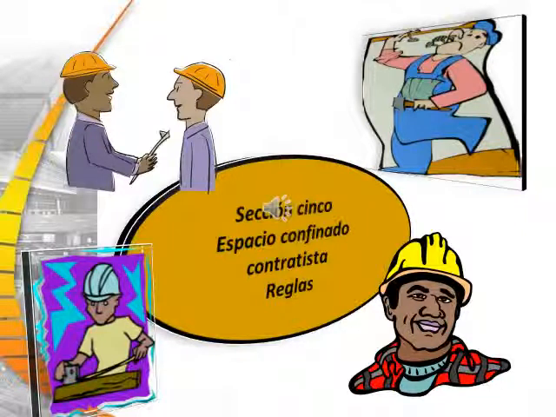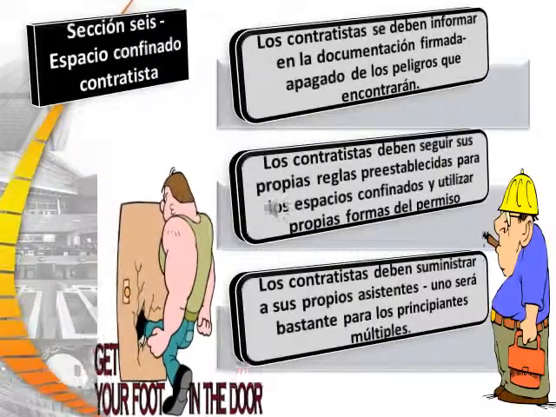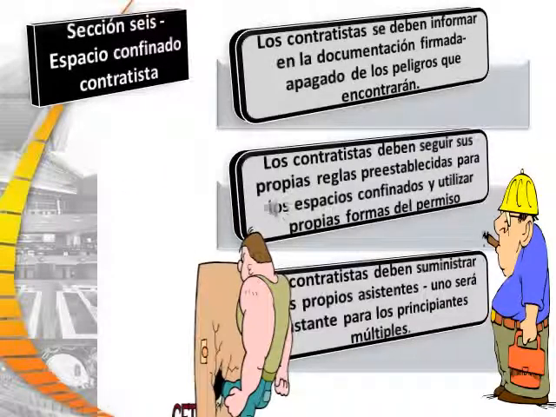Section 5, Contractor Confined Space Rules. Contractors must be informed in signed-off documentation of the hazards they will encounter. Contractors must follow their own pre-established rules for confined spaces and use their own permit forms.